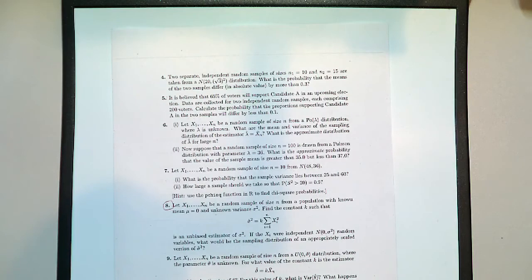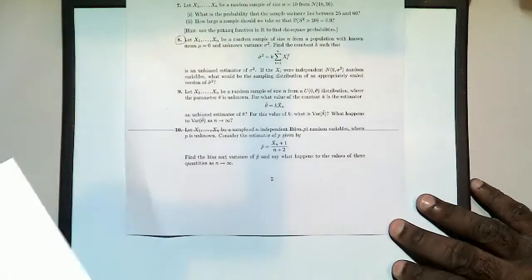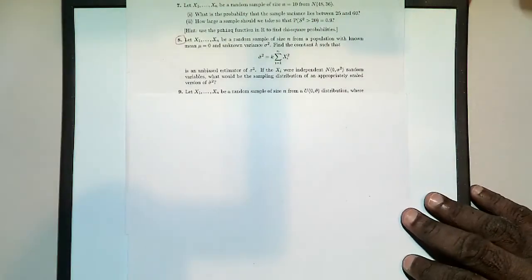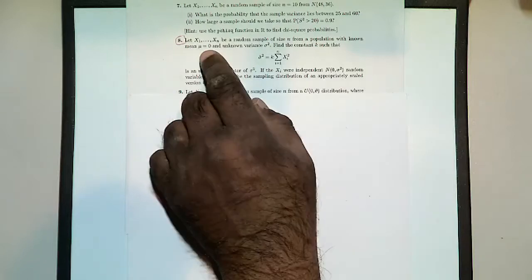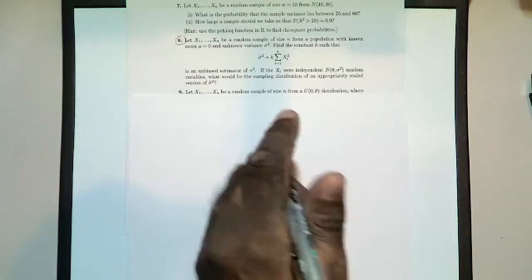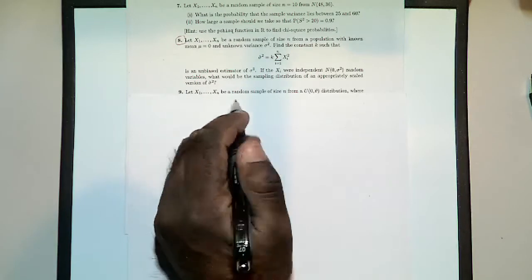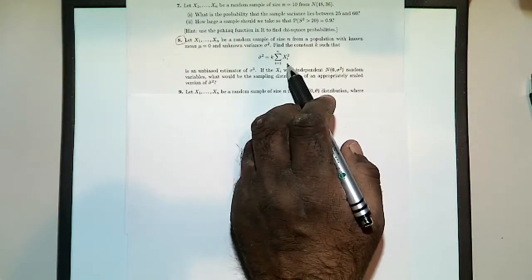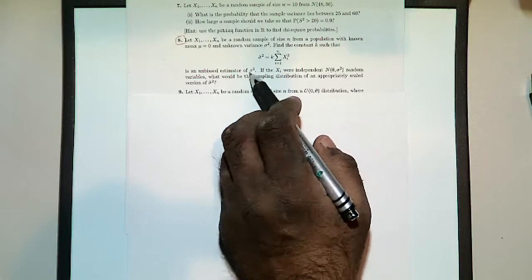All right. If you haven't done it, I know some of you have done question 8. But if you haven't done it, let me show you how to do it. So the question 8 tells you that you have a random sample from a population with mean equal to 0 and the variance sigma squared, right? And the question is to find k so that this is an unbiased estimator for sigma squared.